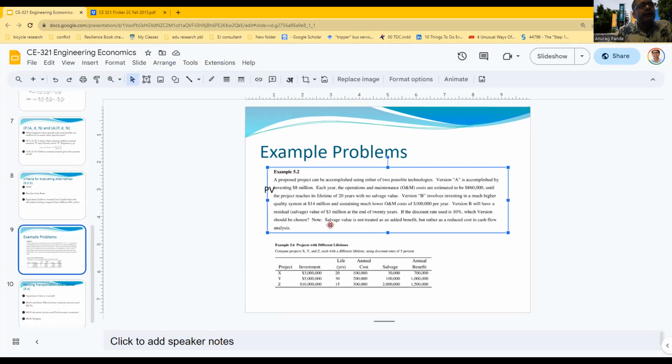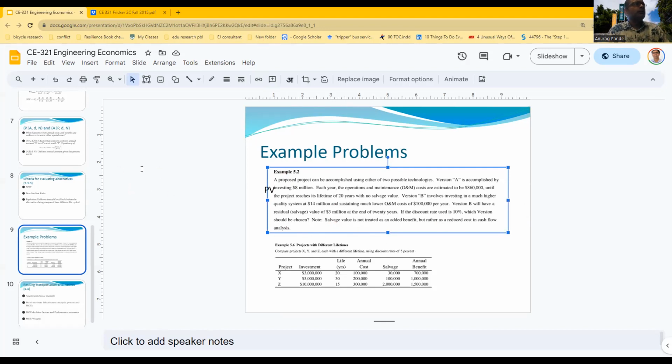And then again, how do we choose? In the exam, I'm always going to tell you to give me the estimate of what you're going to pick based on the net present worth of the alternative. And if I want you to use benefit cost ratio, I'll tell you that as well. Okay. So this is example 5.2.